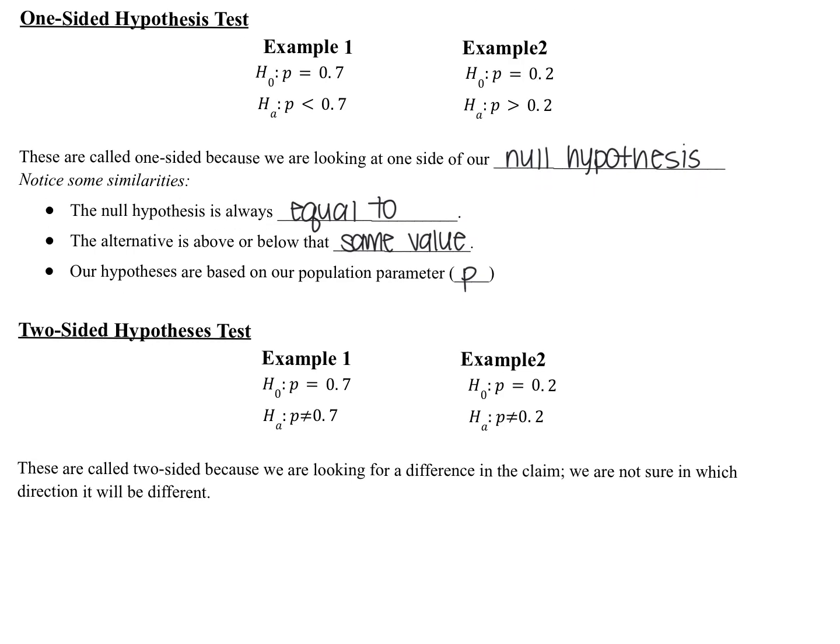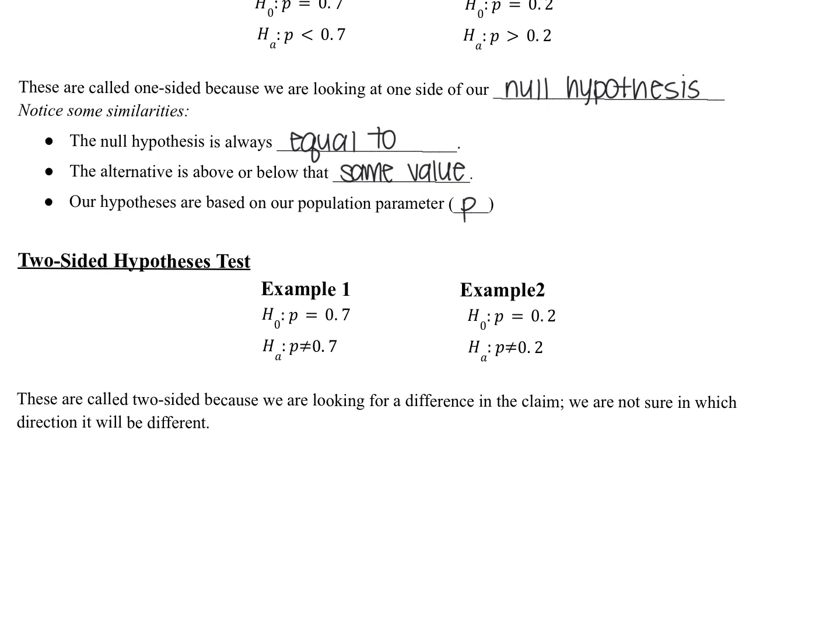The second type of hypothesis is called a two-sided hypothesis, and it is called a two-sided hypothesis test because we are looking for a difference in the claim, and we're not sure in which direction it will be different, just that it is not equal to our null hypothesis. So the alternative hypothesis is always does not equal in this case. So this is just an example of the two hypotheses we already did in our one-sided test, but the alternative could be that it's not equal to whatever that claim is. We don't know if it's bigger or smaller. We just think that it isn't what we already claimed.